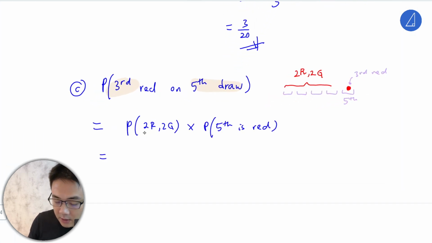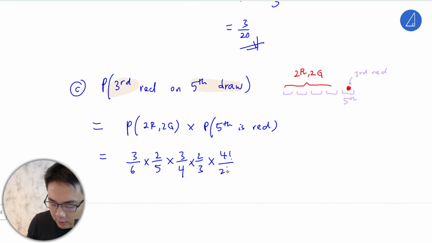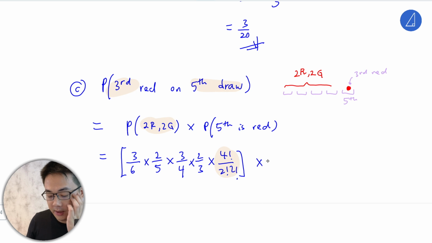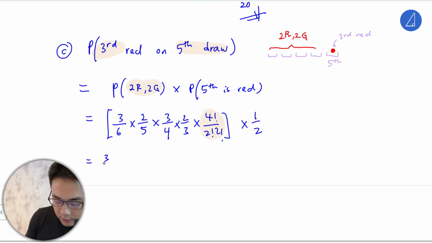In this case I could just use 3 red over 6 multiplied by 2 red over 5, then multiplied by 3 green over 4, 2 over 3. Remember to multiply by 4 factorial over 2 factorial, 2 factorial, because that's the number of ways you can arrange 2 red and 2 green. Then the subsequent one is red, which is a half. So this will be 3/10.